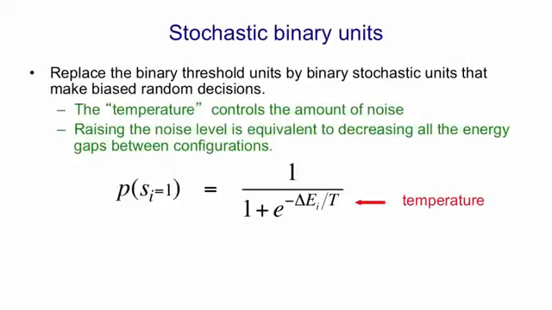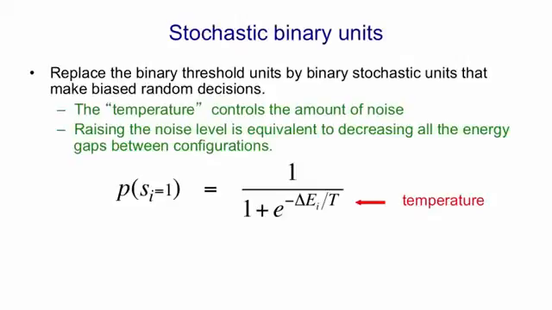If the temperature is very high, that exponent will be roughly 0, so the right-hand side will be 1 over 1 plus 1, and so the probability of the unit turning on will be about a half. It'll be in its on and off states more or less equally often. As we lower the temperature, depending on the sign of delta E, the unit will either become more and more firmly on or more and more firmly off.